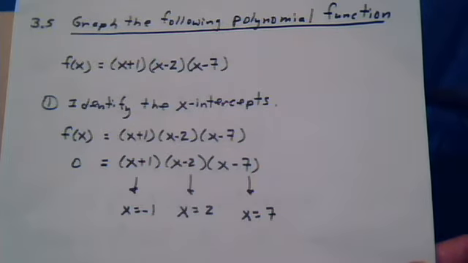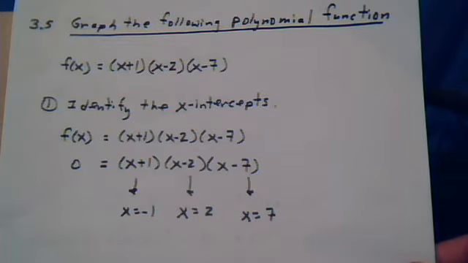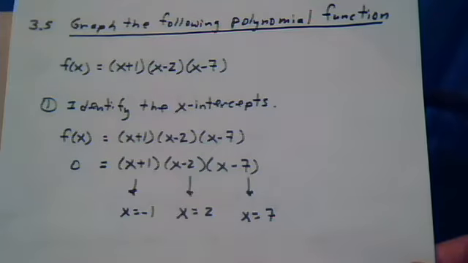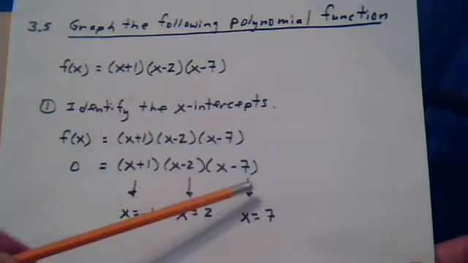Graph the following polynomial function. Our polynomial equation is in factored form, so it's easy to identify the x-intercepts. Just set f of x equal to 0. That's like saying y equals 0. Now you have this.